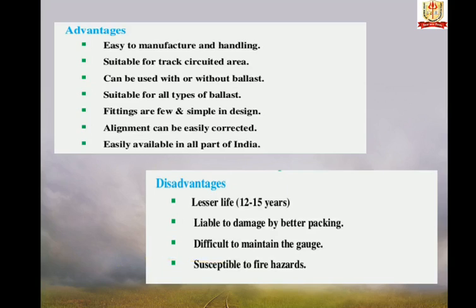Advantages of wooden sleeper: easy to manufacture and handle, suitable for track circuiting area, can be used with or without ballast, suitable for all types of ballast, fittings are few and simple in design. Alignment can be easily corrected, easily available in all parts of India. Disadvantages of wooden sleeper: lesser life, like 12 to 15 years, liable to damage by better packing, difficult to maintain the gauge, and susceptible to fire hazard.